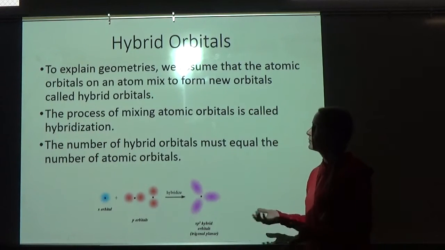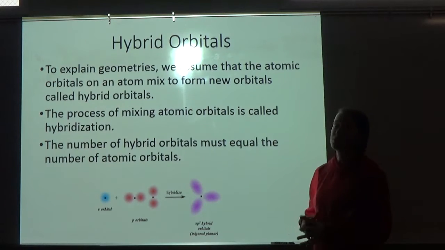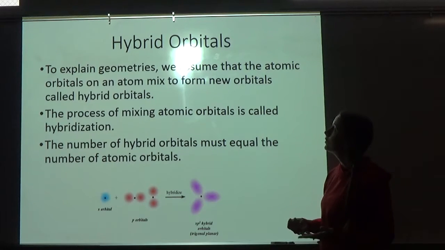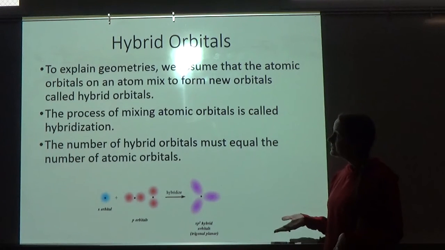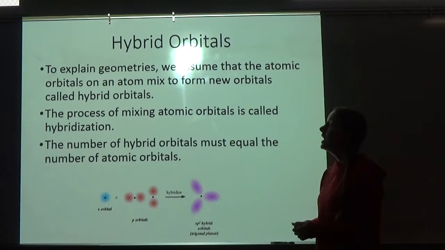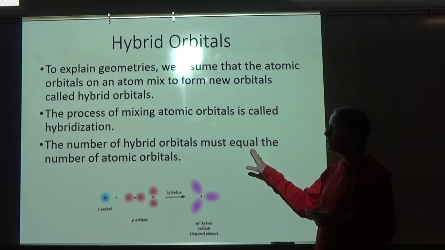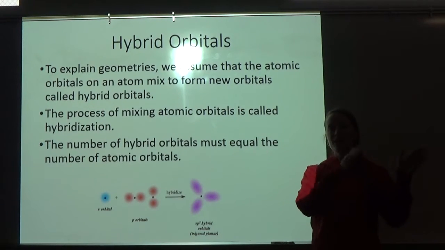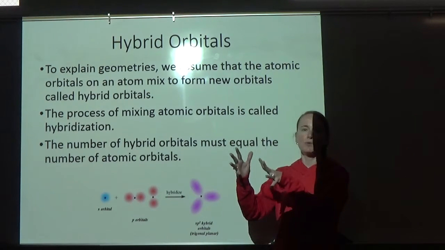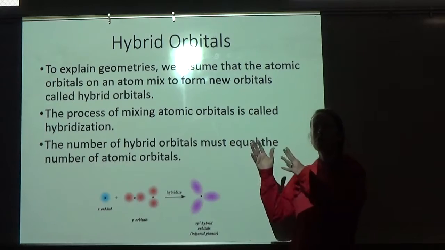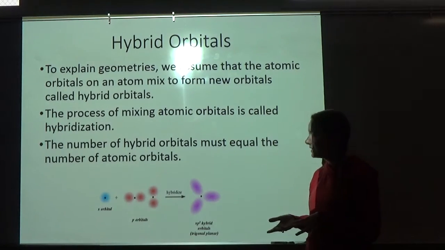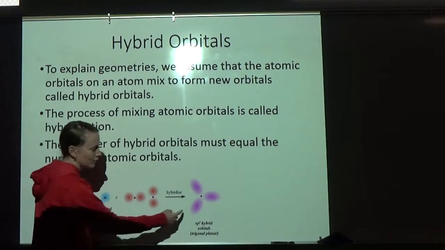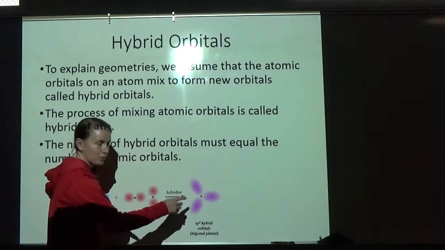So why do we have hybrid orbitals? Well, to explain the geometries of the molecules that we learned when we did VSEPR theory, we assume that the atomic orbitals on an atom mix to form new orbitals called hybrid orbitals. The process of mixing atomic orbitals is called hybridization. The number of hybrid orbitals must equal the number of atomic orbitals. So if you're going to hybridize 3 orbitals, you have to get 3 hybrid orbitals. It's not like you can start with 3, hybridize, and end up with 2. You always have to end up with the same amount you start with. So here, I have an s orbital and 2 p orbitals, and if you look, I end up with 3 hybrid orbitals like that.